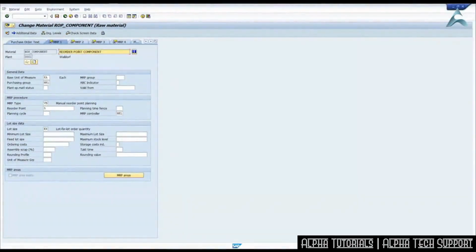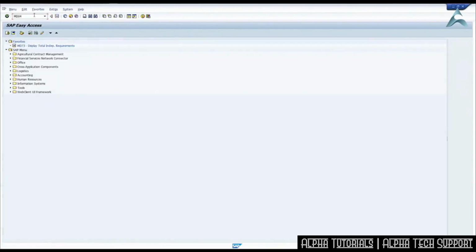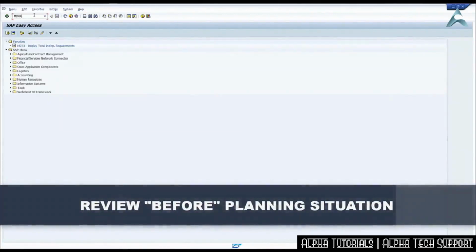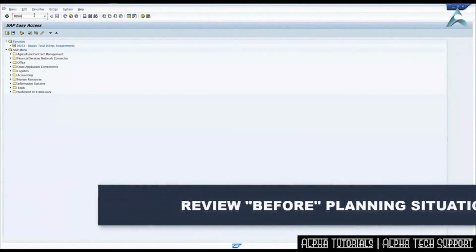So other than specifying the MRP type as reorder point and then additionally setting the reorder point quantity, those are the only fields we need to plan with a reorder point. Again, I will introduce some additional complexities later in the demo around lot sizing, but for clarity, let's just keep the demo simple and just keep the reorder point and the basics of lot sizing. So once you have that set, you'll just save your material master. Before we go any further, let's just take a look at the planning situation for this particular material.